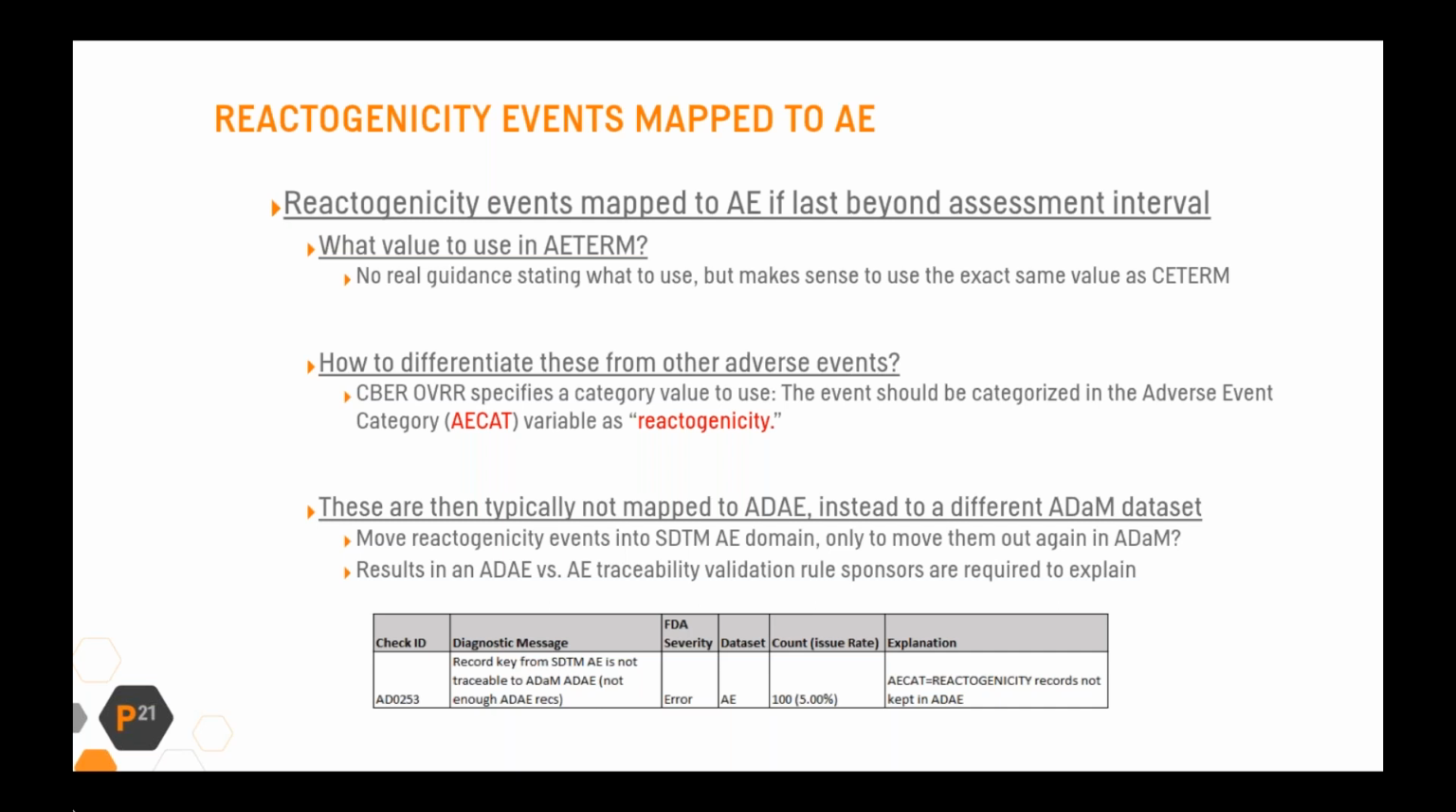When you do that, this results in an ADAE versus adverse event traceability validation rule, and then you're required to explain that. So if this is the case and you do, in analysis, move these reactions out of your domain into a different ADaM data set, then you'd want to explain it appropriately. You'd want to list exactly what you've done as your explanation.